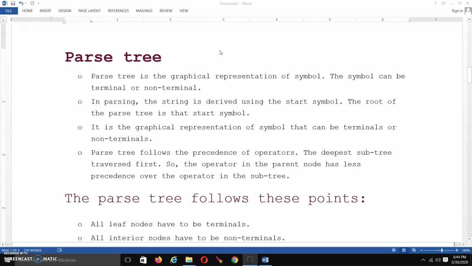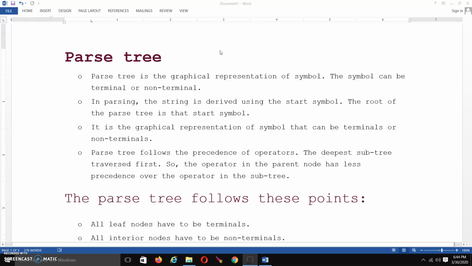The main properties of a parse tree are: the root is labeled with the starting symbol. All the leaf nodes are always represented with terminals. All the internal or interior nodes are denoted with variables as per the grammar symbols. The grammar G is represented as a four-tuple of variables, terminals, productions, and the start symbol, that is G equals (V, T, P, S). Suppose a node A has children x1, x2, and so on up to xn in the parse tree, then the grammar must have the production A tends to x1 x2 ... xn.